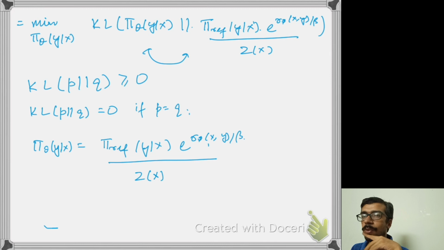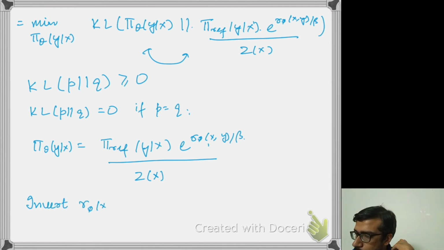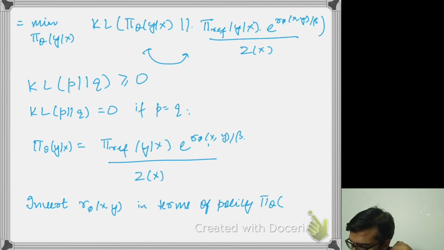Now, what our goal was to be able to solve for pi in terms of the reward, and then we can invert this expression to get an expression for reward in terms of optimal policy. We substitute this expression in my original objective in which I was training for rewards using my preference data, and that will give me a valid objective function. So let's do that now. So we invert r phi xy in terms of policy pi theta y given x.